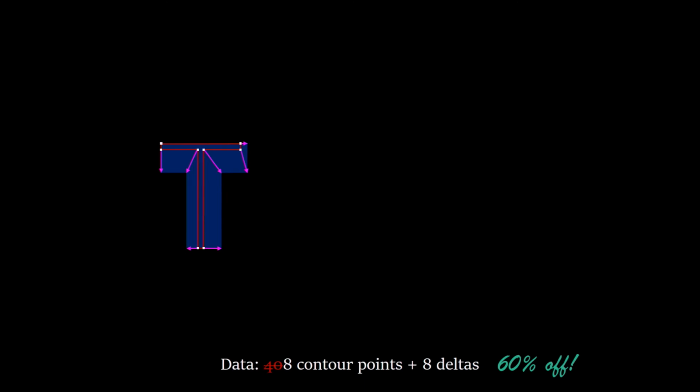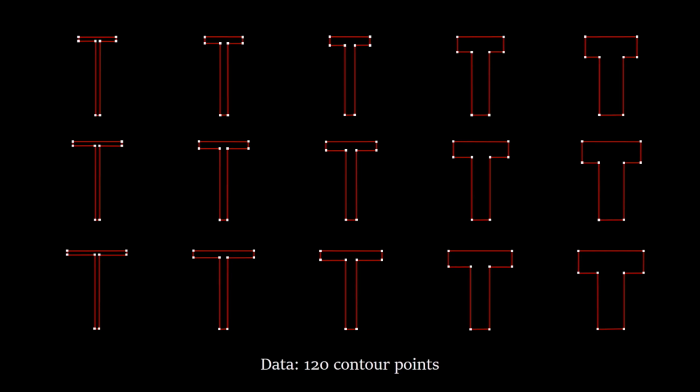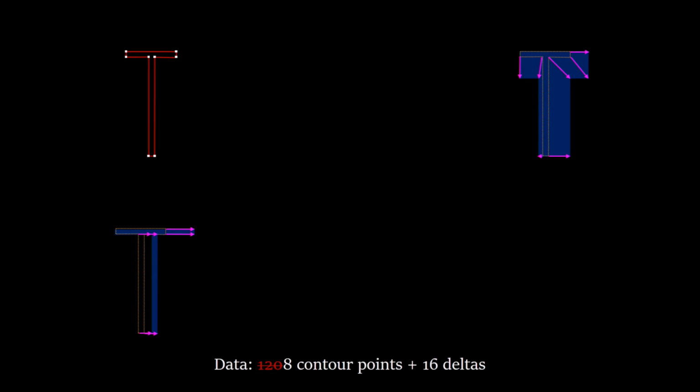Or suppose I didn't just have 5 weights, but I also had 3 different widths. Now I've got 15 different fonts in my family. For this capital T, I've got a total of 120 contour points. But again, that can be represented equally by a single outline and a set of deltas that describe how the outline changes for different widths and how the outline changes for different weights. So I go to 8 contour points and then maybe as few as 16 deltas for 24 pieces of data instead of 120. I just achieved an 80% savings.